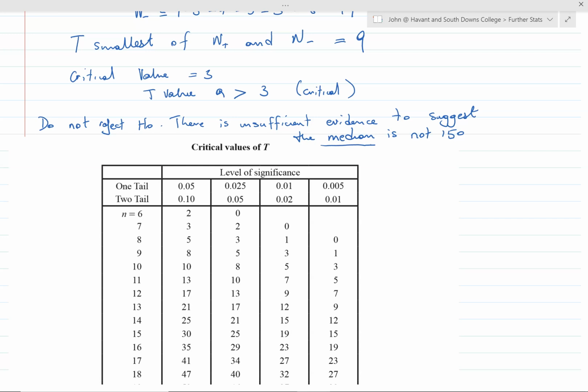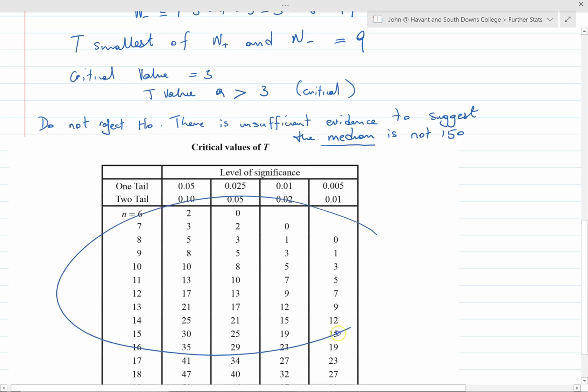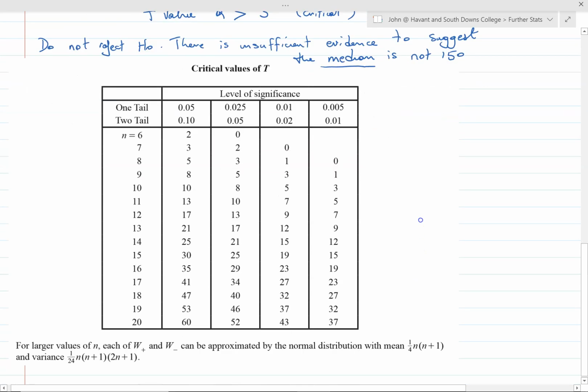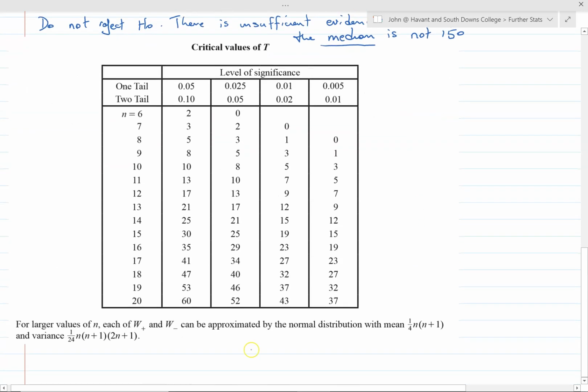Right, so we will return to this in a later video, because the process of using these tables really works for small samples, and we'll be coming back to this again for larger samples where we can approximate it to the normal distribution, but that will come in a later video.